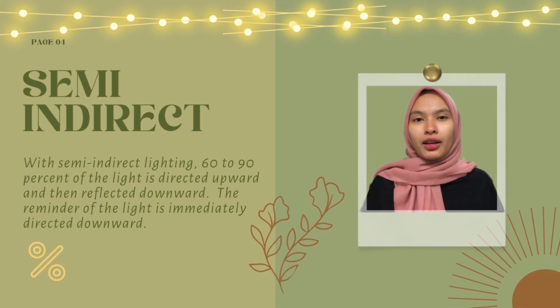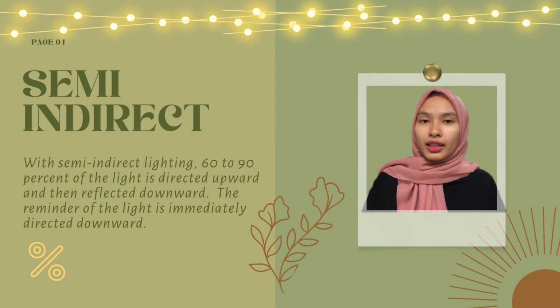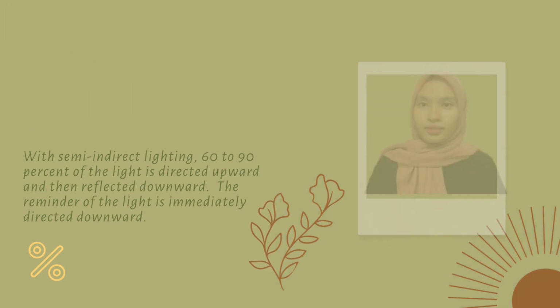With semi-indirect lighting, 60 to 90% of the light is directed upward and then reflected downward. The remainder of the light is immediately directed downward. Although the semi-indirect lighting system may produce a greater amount of light for the same wattage level than the indirect system, shadows and glare are also likely to be a greater problem with semi-indirect lighting.